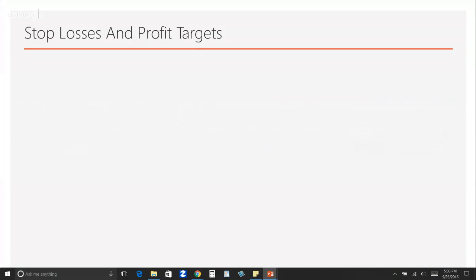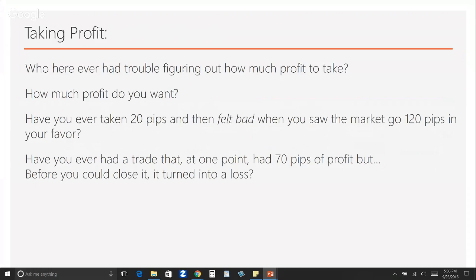Tonight we're going to get into our new lesson, which is about stop losses and profit targets. Are you ready? Let's start with taking profit. My favorite subject, right? Your favorite thing to do, my favorite thing to do. But whoever had trouble figuring out how much profit to take? And, you know, I might start with the question of, well, how much profit do you want? And you might think that's a funny question. You might think, well, I want as much as I can get, and I want to tell you that's a bad answer. That's not going to work with me, and it doesn't work with you either.